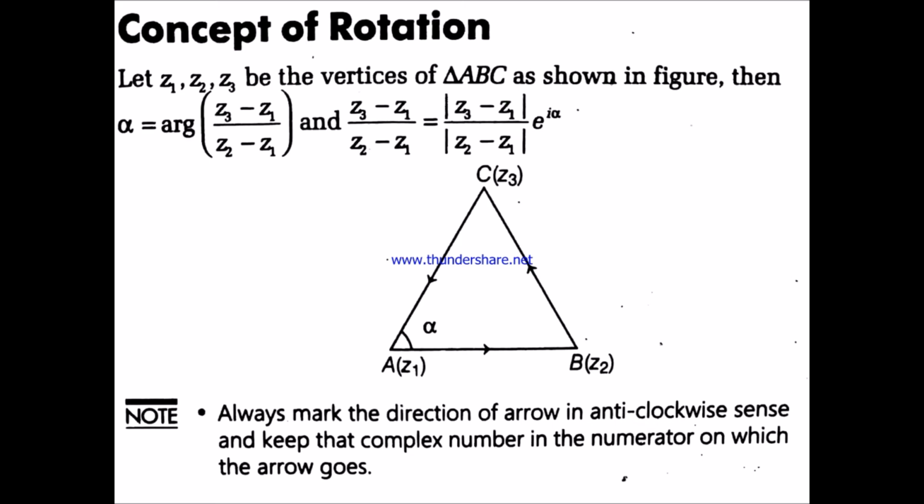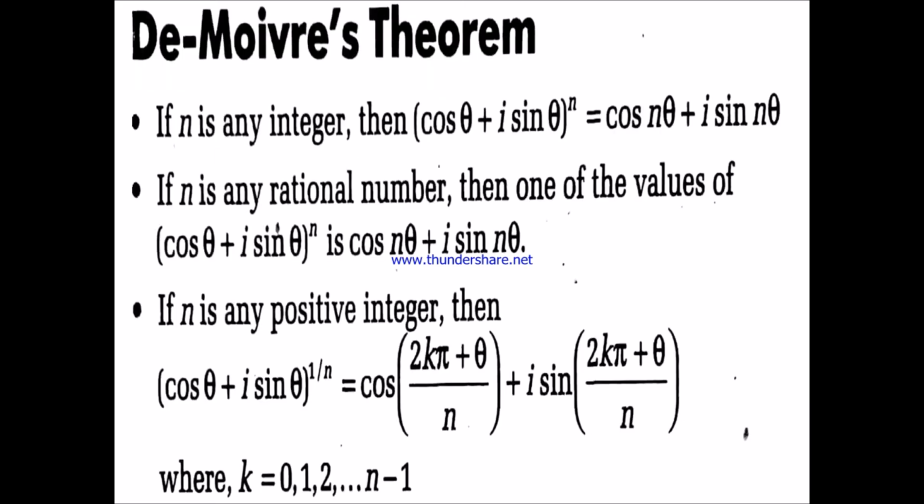Okay, understood? Now we have to consider a note which says that we have to always mark the direction of the arrow in anti-clockwise sense. Why? As we have learned earlier, the anti-clockwise direction is taken to be the positive direction. Hence, we have to always take the angle of rotation in the anti-clockwise order. Okay. Now let's move to the next part.